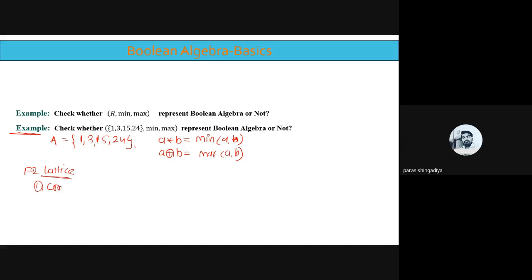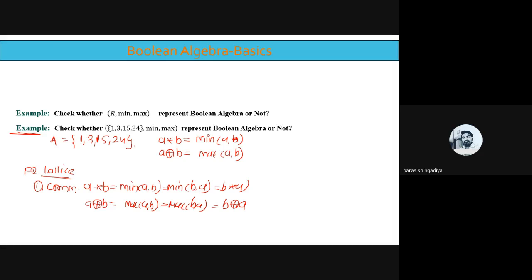First we'll check the commutative law. In commutative we have A star B equal to the minimum of A, B, and that is the same as the minimum of B, A, which is equal to B star A. Clear? Use any two values from 1, 3, 15, 24, and the minimum of A, B is the same as the minimum of B, A. That is a simple result, so it is always true. And here A ring sum B is equal to the maximum of A, B, the same as the maximum of B comma A, which is equal to B ring sum A. Clear? That is the proof of the second one.